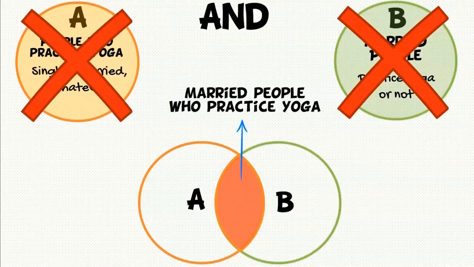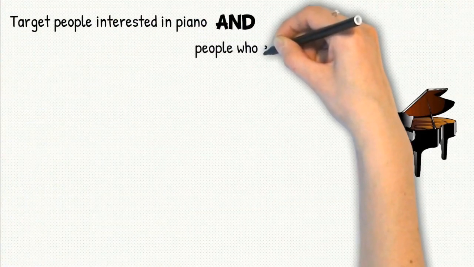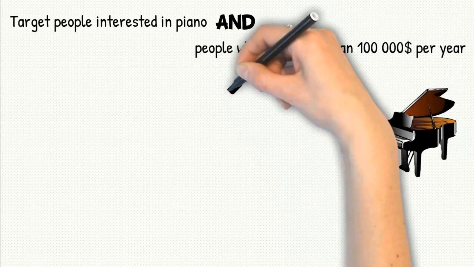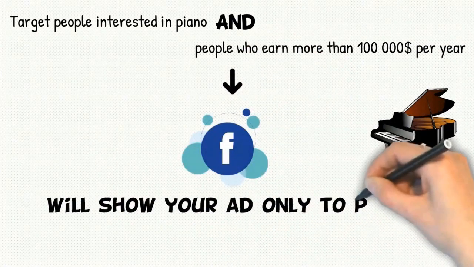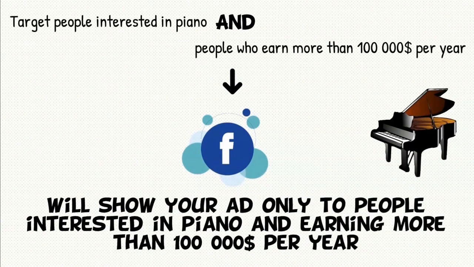Imagine you want to sell high-ticket items to rich people. Let's say a high-end piano. Then you will target people interested in piano and people who earn more than $100,000 per year. In this case, Facebook will show your ad only to people interested in piano and earning more than $100,000 per year.